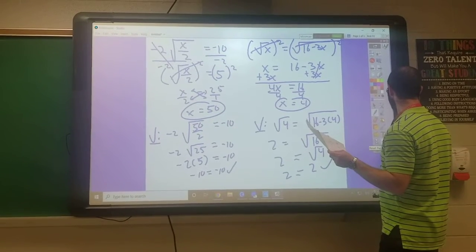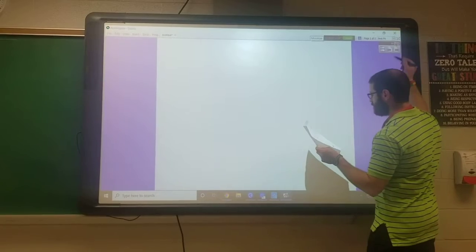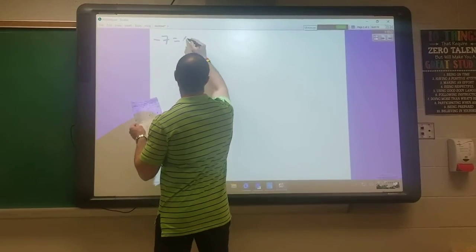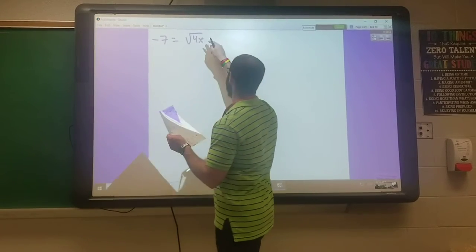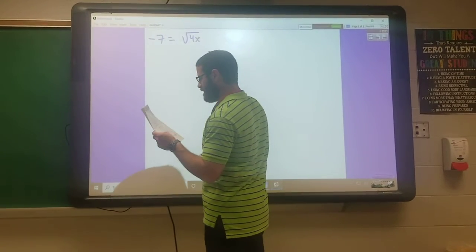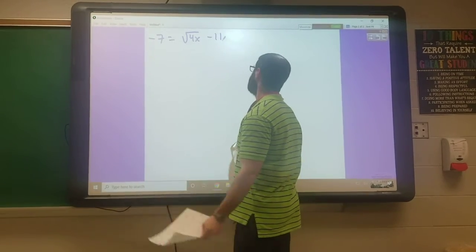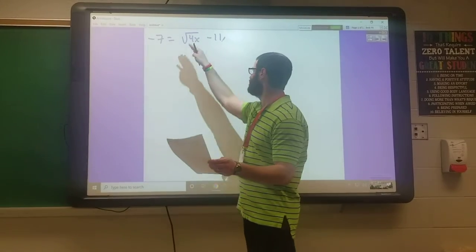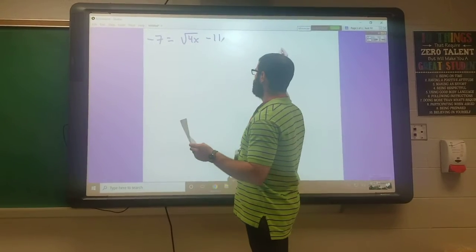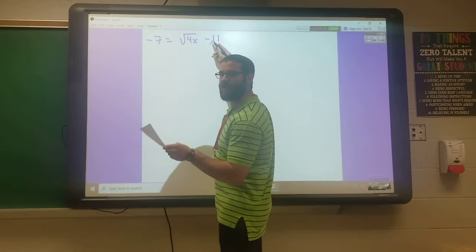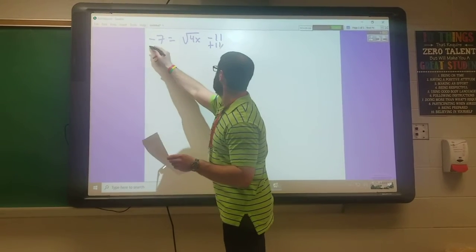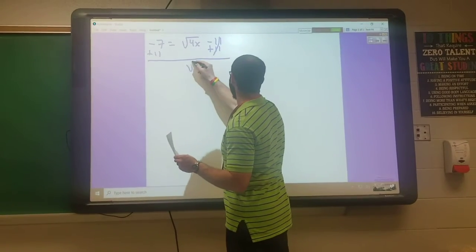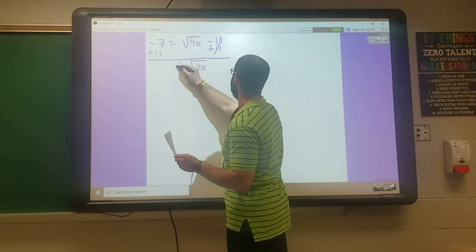The next problem we're going to look at, let's say I have negative 7 equals square root of 4x, with the 4x all inside the square root, minus 11. Is the square root by itself? No. What do I need to do to get the square root by itself? Since I have minus 11, getting that to the other side would require me to add 11. So plus 11, plus 11. All right, so I'd have square root of 4x here.